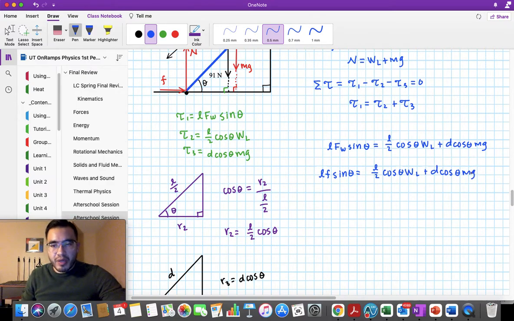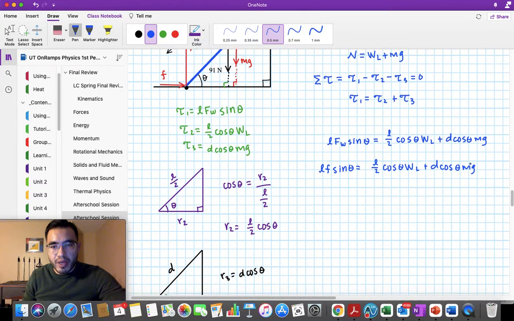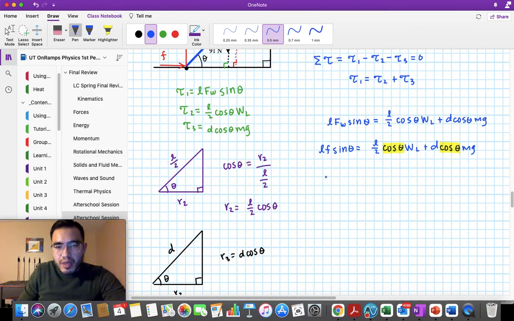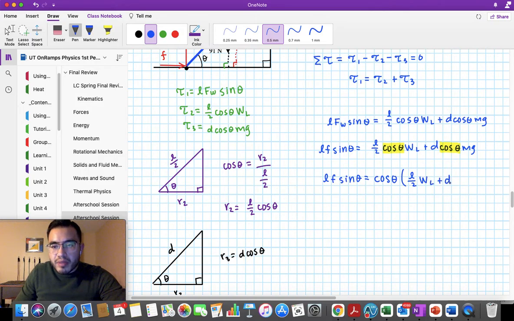When I clean this up, I know I should have the letters with the letters. That's okay. But I'm going to factor out the cosine, because notice the cosine is repeated here. Cosine theta, cosine theta. So I'm going to factor this out. So I'm going to use length of the ladder times the force of friction sine of theta is equal to the cosine of theta times L over 2 times the weight of the ladder plus dmg.